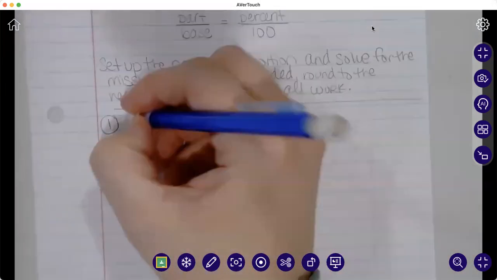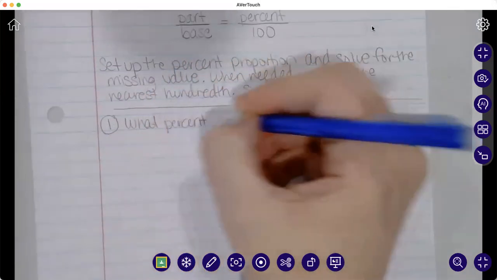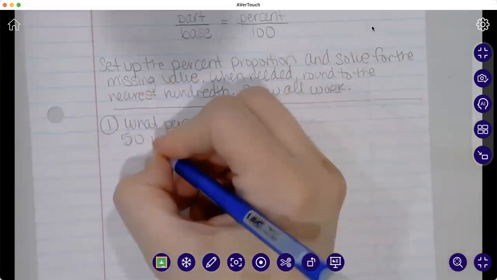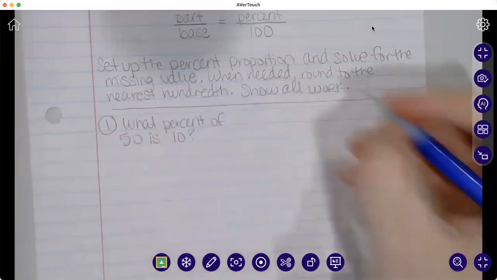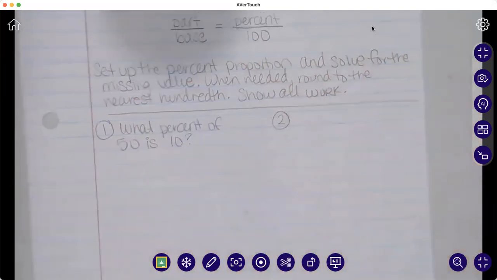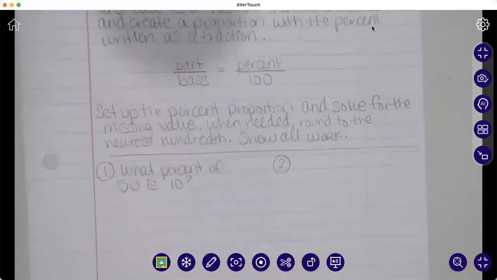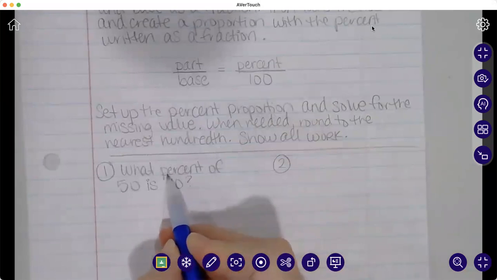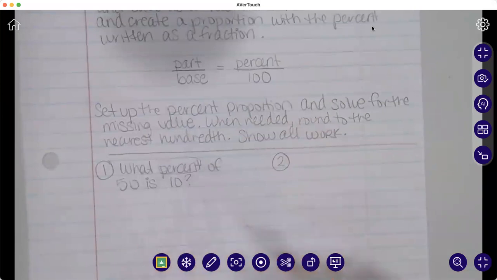Question number 1. What percent of 50 is 10? What percent of 50 is 10? So we want to set up our percent proportion. Let me scroll this down. So we are looking for the percent of 50 that is 10.